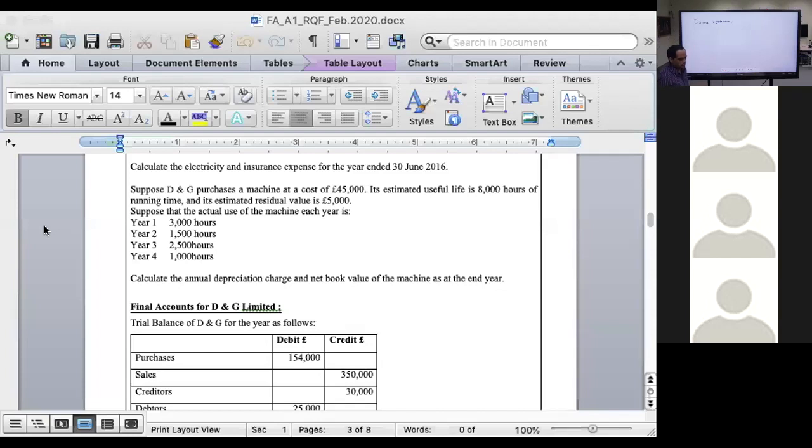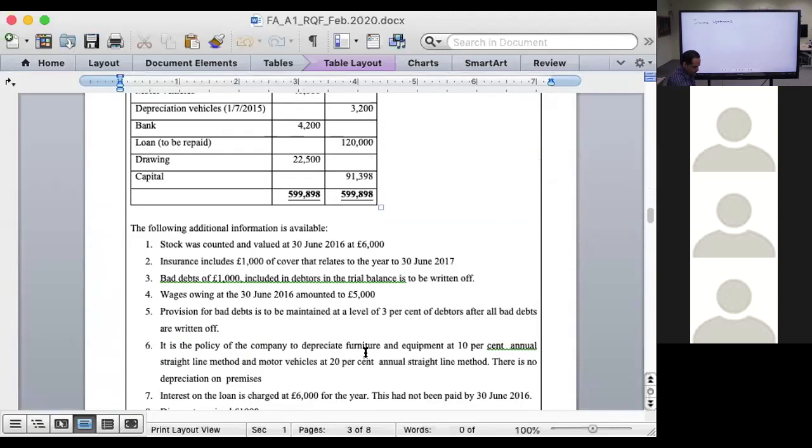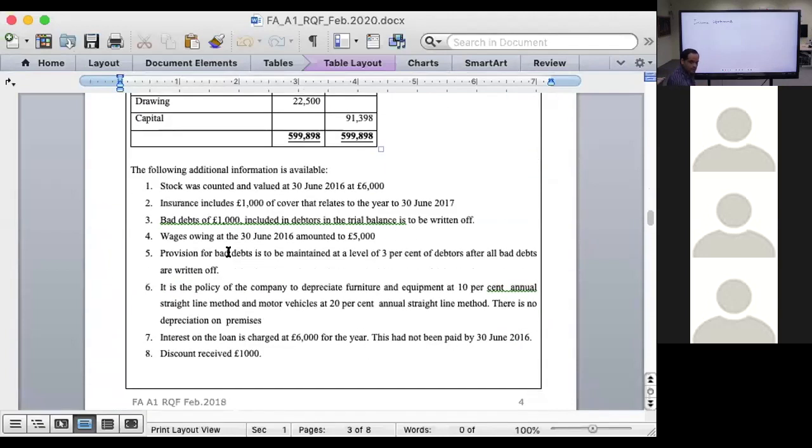So that is your final accounts. You have some of this information given. So using all the adjustments, we will prepare the income statement. All right. So make sure you keep your assignments with you.